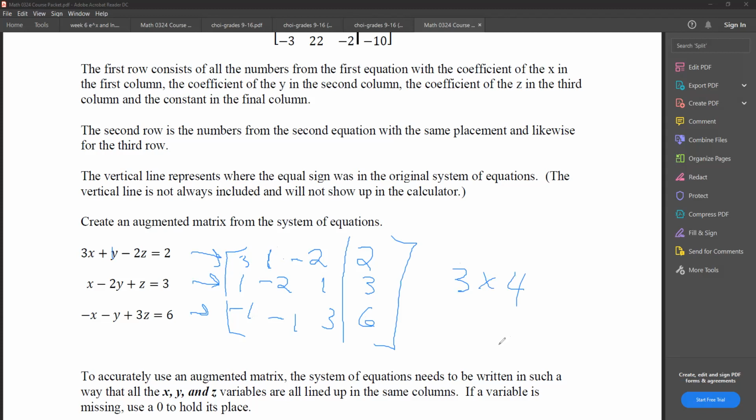So this is what she's saying here. Obviously, the X's, Y's, and Z's need to be lined up. If they're not, we need to put them so that all the X's are in column 1, the Y's are in column 2, and the Z's are in column 3. And if there's nothing there, like if I don't have an X, then you put a 0.